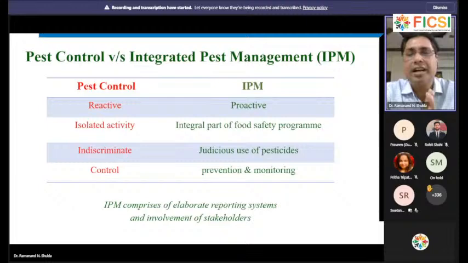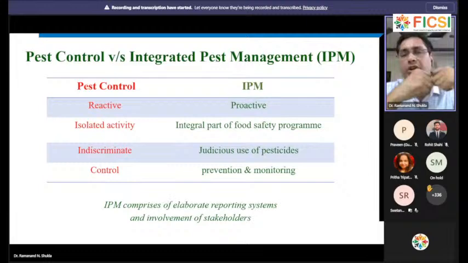IPM is proactive. Here, you actually start looking at the history of pests. You start looking at what kind of raw materials you have, what kind of processes you have put in place that will actually attract certain kinds of pests. And therefore, this is proactive. It becomes an integral part of food safety programs. So as you start developing your PRPs and HACCP plan, you build pest management into it.